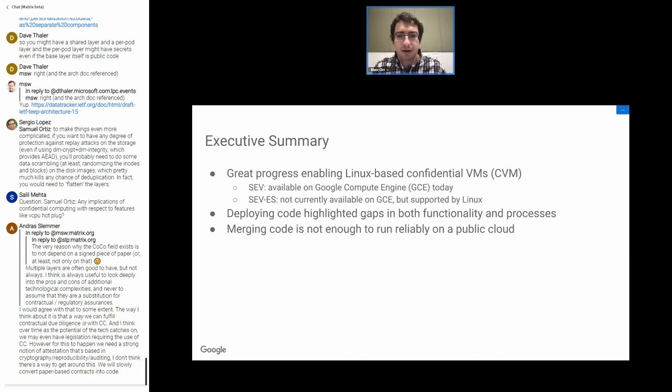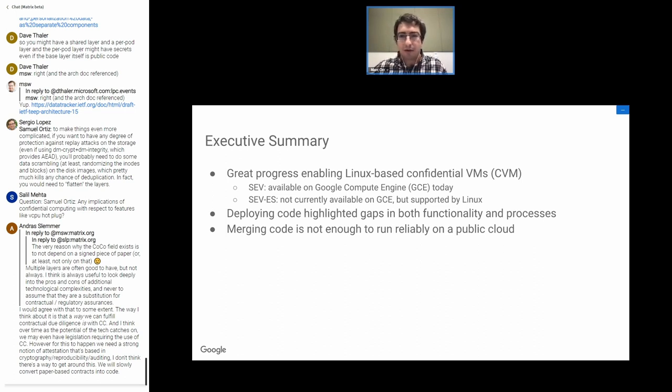The TLDR of this talk is that this community has made great progress on getting confidential VMs working. Today on Google Cloud, you can run just vanilla SEV, not SEV-ES or SEV-SNP VMs. SEV-ES is also supported by Linux today. I'm very inspired by all the work being discussed today, and it's really awesome. On my side, in addition to being interested in all the technical issues, I've also been very involved in trying to get some of this great work running on our public cloud. I just wanted to take this time to discuss with you some of the things that we've encountered.